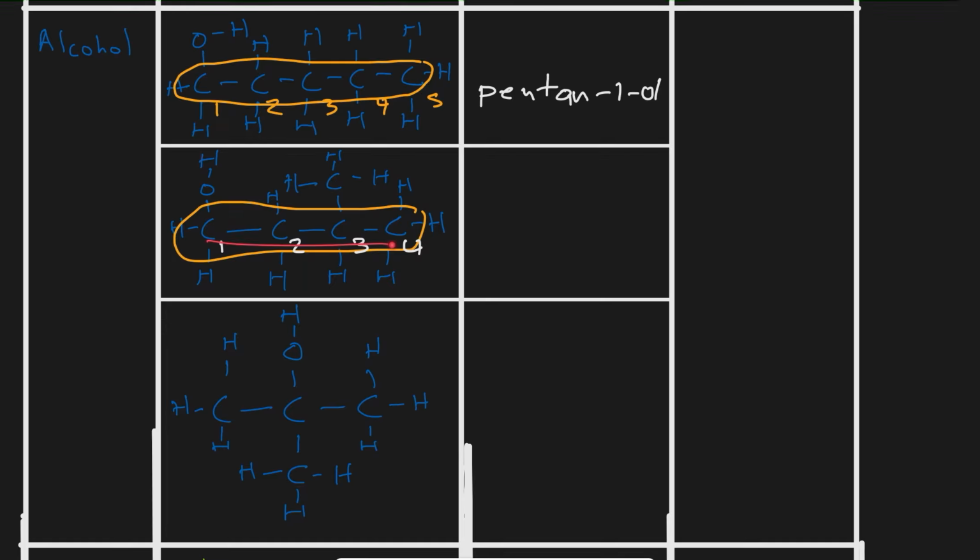So lastly, if we look at this alcohol, we're going to also look at what? At the main chain. So we're going to say now the main chain is a chain that must have what?